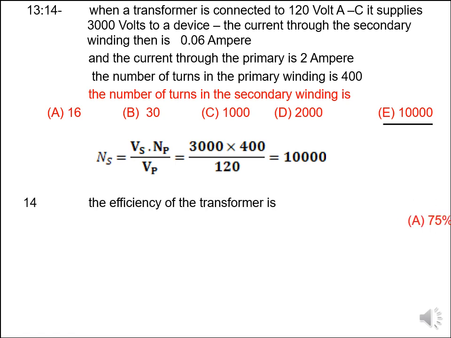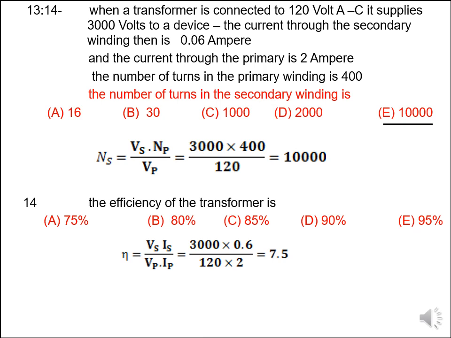طيب the efficiency برضو the same. يبقى هنا كل الانفورميشن دي for that questions. The efficiency of the transformer is 75%, 80%, 85%, 90%, 95%. الefficiency ايتا بيساوي الاوتبوت باور على الانبوت باور.